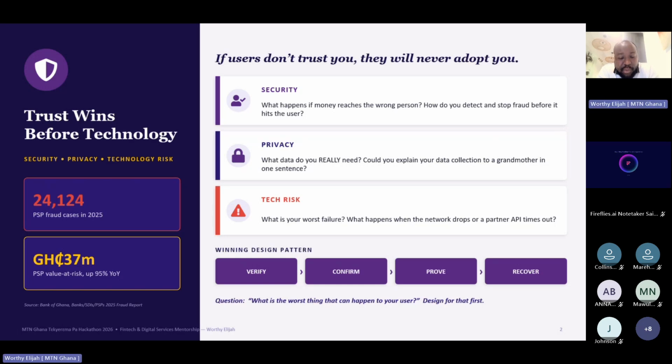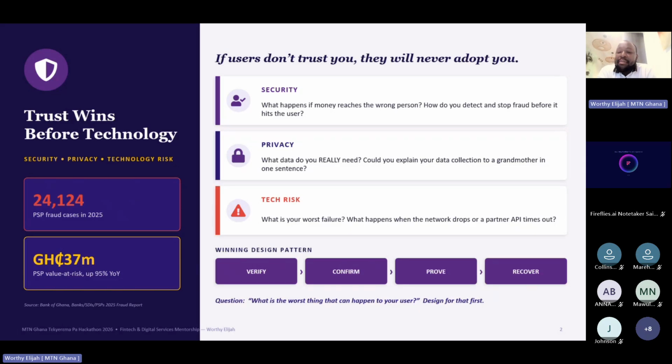When it comes to privacy, the question you should be asking yourself is, what data do you really need? For instance, if your sign up page is collecting something like the height of the person, the length of the ears of the person, the color of the eye of the person, do you really need that data to provide that service for the person? Could you explain your data collection to a grandmother in one sentence?